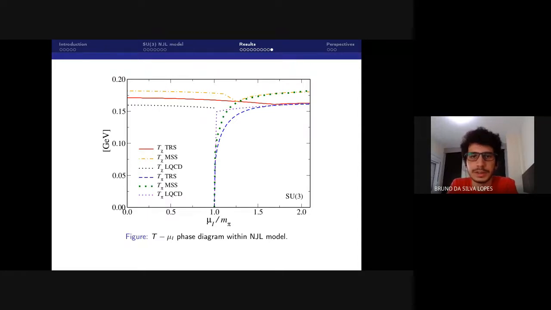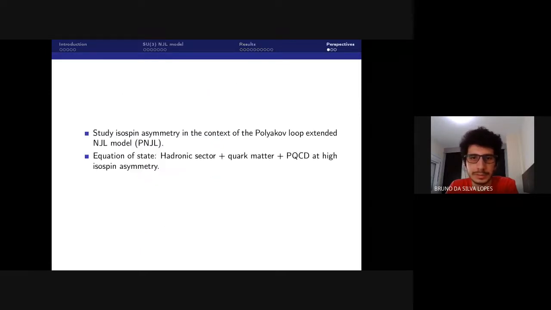So this is the phase diagram for chiral symmetry breaking or restoration and pion condensation. The TRS results are closer to the lattice, but the critical point, the pseudo triple point, seems to be in slightly better agreement with MSS.